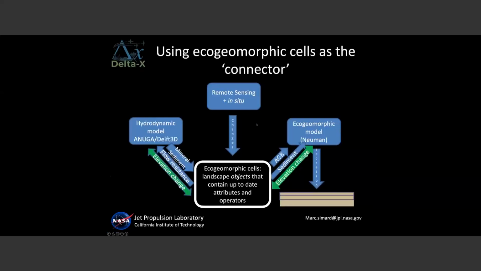So again, this is just a diagram showing a summary of what we're doing. Using these EcoGeomorphic cells, we populate them with all the information that includes the yearly sediment deposition, and we also have the plant production that's included in each of these EcoGeomorphic cells. And the output of all this is annual accretion rates.